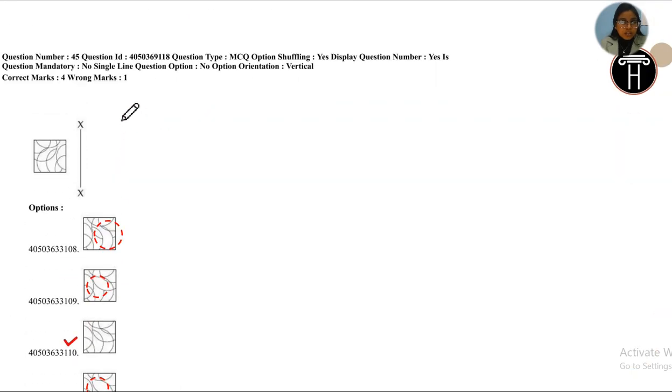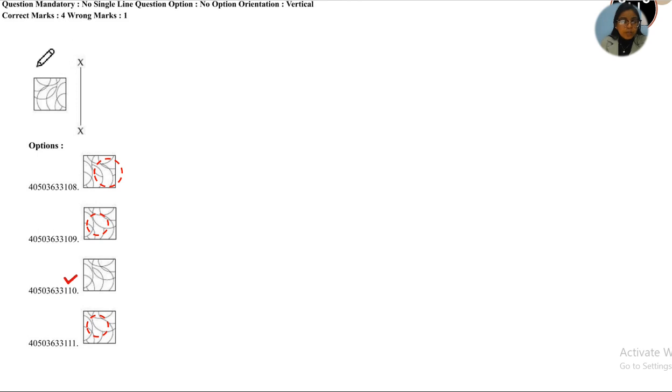Next question, you have to find the mirror image of this figure. In this one also you will see there is an error in this line, so option A is wrong. In option B also, see here two arches are coinciding, but they have not drawn this one, so B is wrong. Option C is perfectly correct, and in option D they have not drawn the line over here. That's why option D is also wrong.